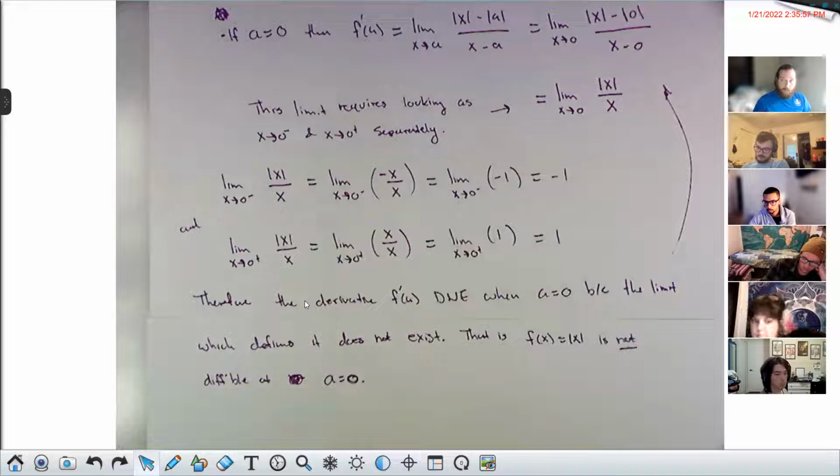So the absolute value function is continuous everywhere. That's what we showed in the first part. The absolute value function is differentiable on the negative reals, and it is differentiable on the positive reals, but it is not differentiable right there at 0.